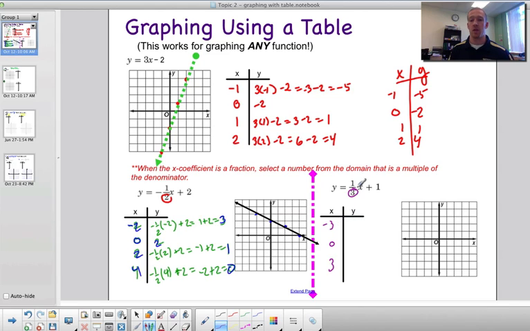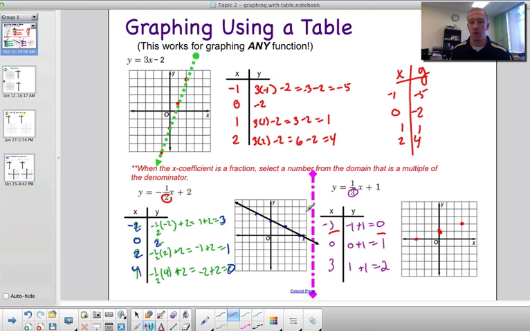So -3 times a third is -1. -1 plus 1 is 0. 0 times 1/3 is 0 plus 1 gives me 1. 1/3 times 3 is 1. Plus that 1 gives me 2. So there are my points: (-3, 0), (0, 1), and (3, 2).